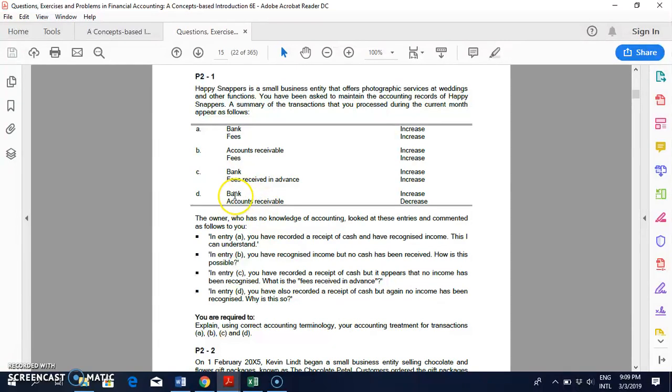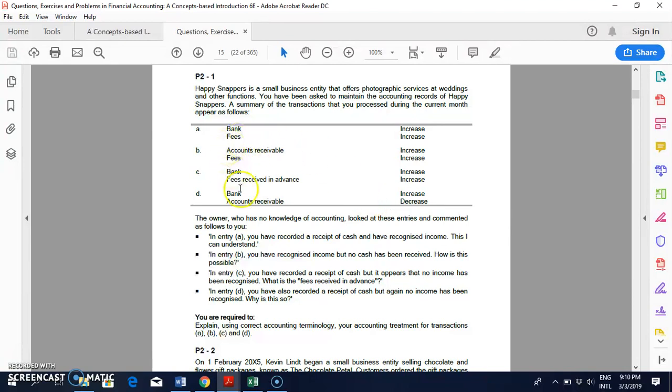Then in transaction D, we've received money from accounts receivable. So our bank is increasing, yes, but our accounts receivable is decreasing. So what does this mean? In this case, money was received from a customer who owed us previously for services we already rendered, right? So the customer now is paying us. So our bank is increasing. Does the customer still owe us? No. So therefore, accounts receivable must decrease.